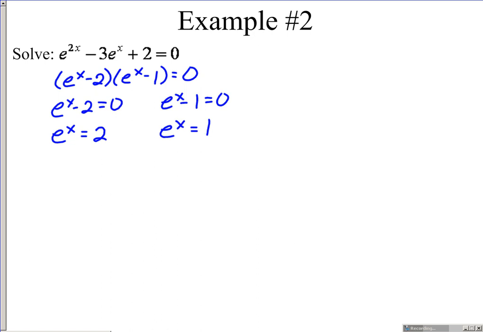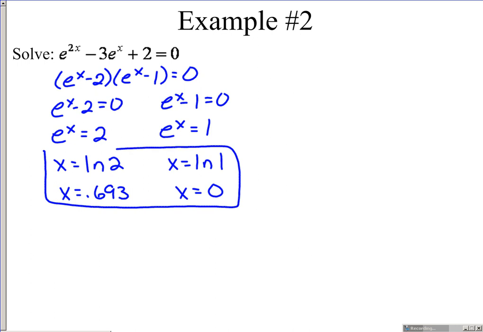Then we want to take the natural log of both sides when we're in base e, and we take the natural log on the left side. That just leaves us with x equals the natural log of 2. The second one, natural log of both sides, we're left with x equals the natural log of 1. Plug each of those into your calculator. You get 0.693 and 0. So there's our exact solutions, natural log of 1 and natural log of 2. Approximations, 0.693 and 0.